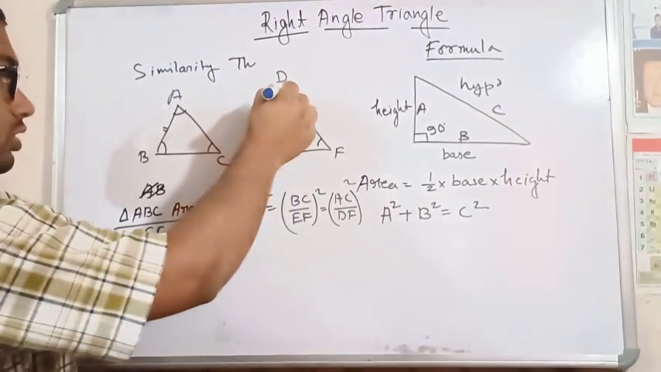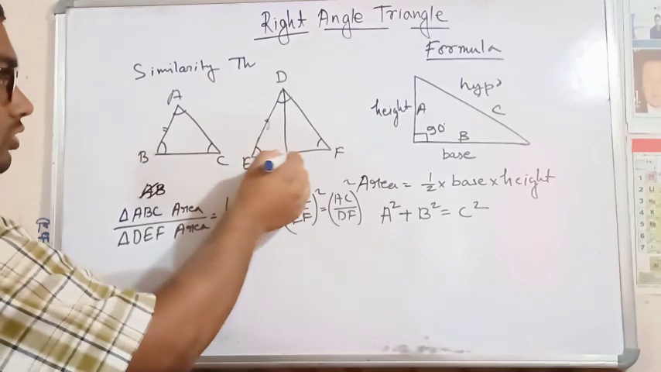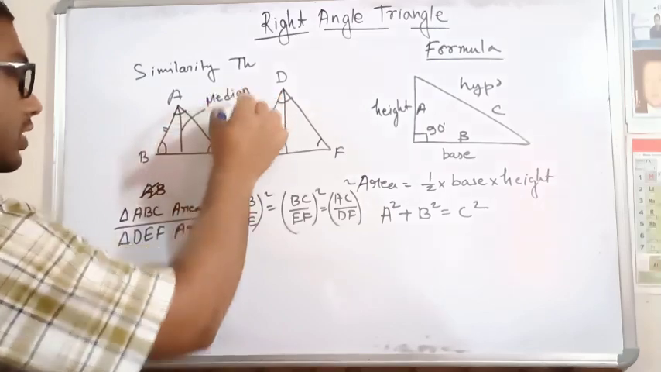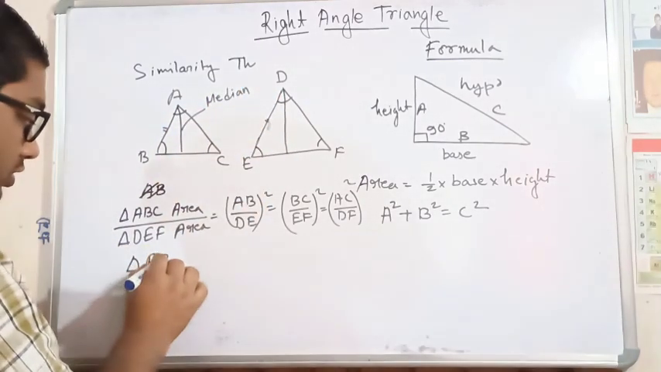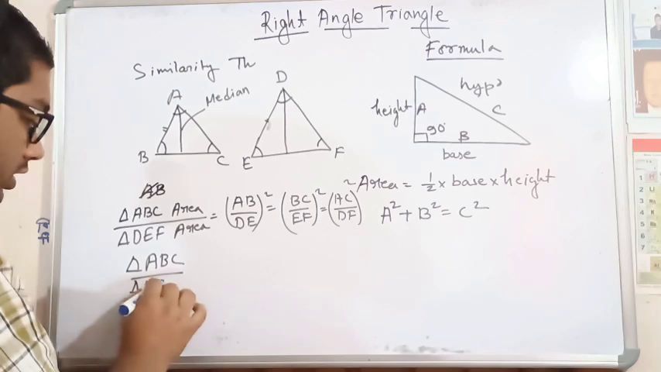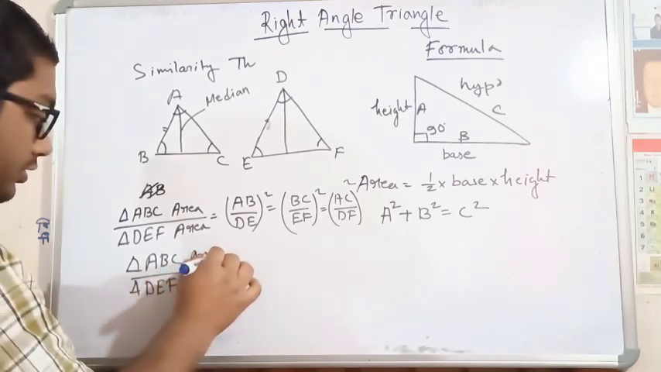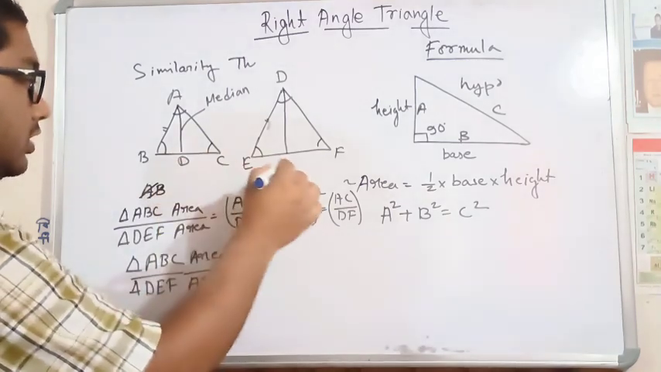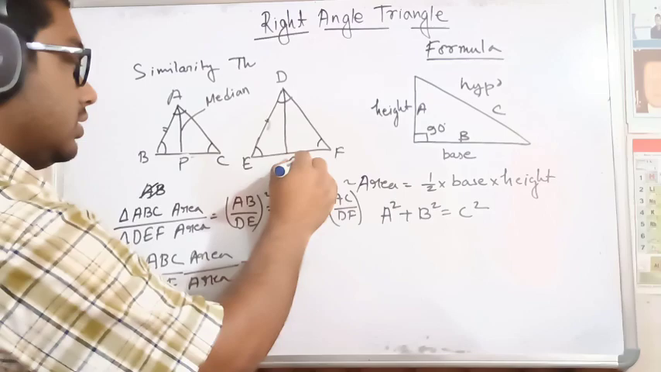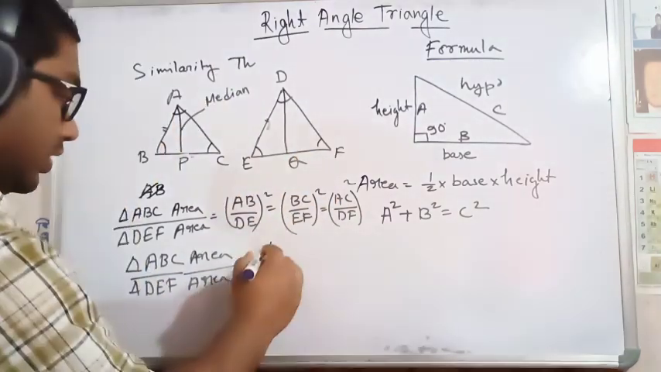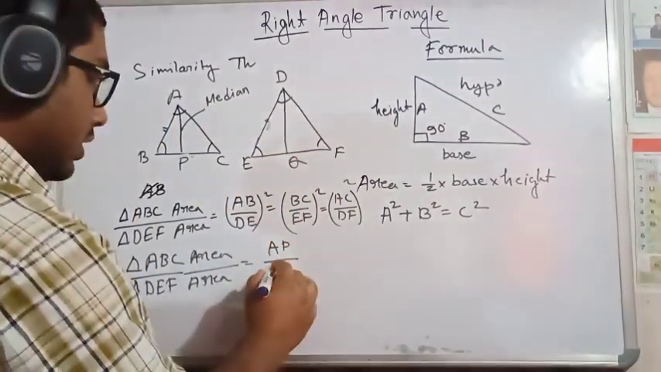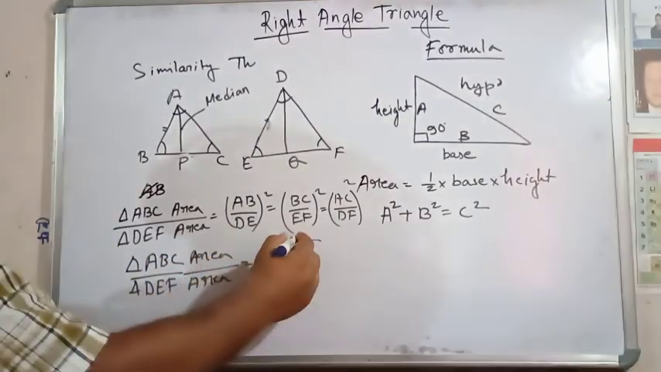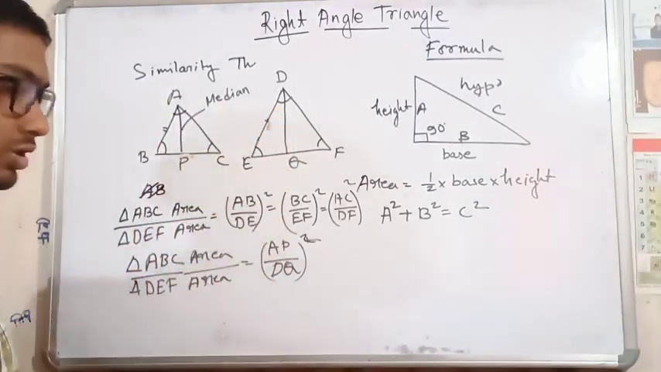And when the bisector is perpendicular to this base, this is called the median. When we have triangles ABC and DEF, with the medians AP and DQ, then the ratio of the areas equals the ratio of the squares of these two medians.